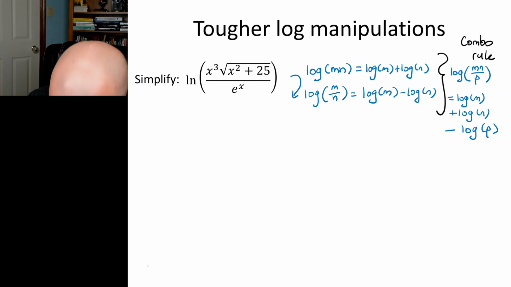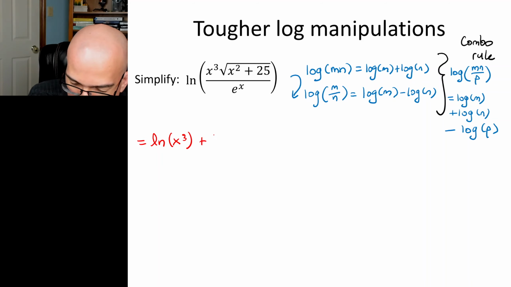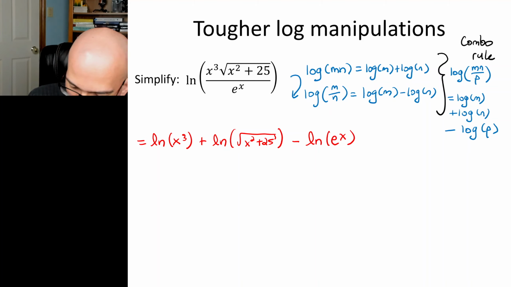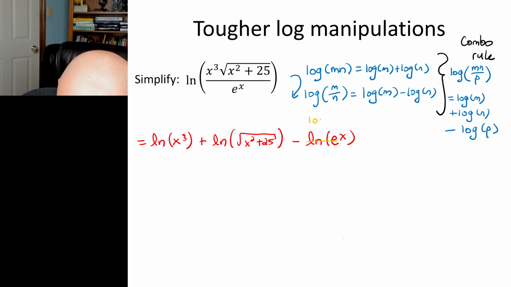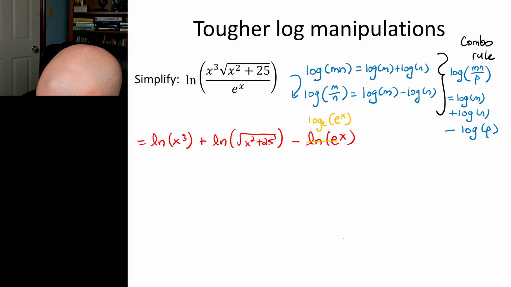So I'm going to do that. I'm going to say it's the ln, which is a type of log, ln of the first thing, ln of x to the power 3, plus the log of the second thing, ln of the square root of x squared plus 25, minus the ln of the bottom, ln of e to the x. Okay, there's a few things we can do. We can use a cancellation law here, since log base e of e to the x, cancellation law.